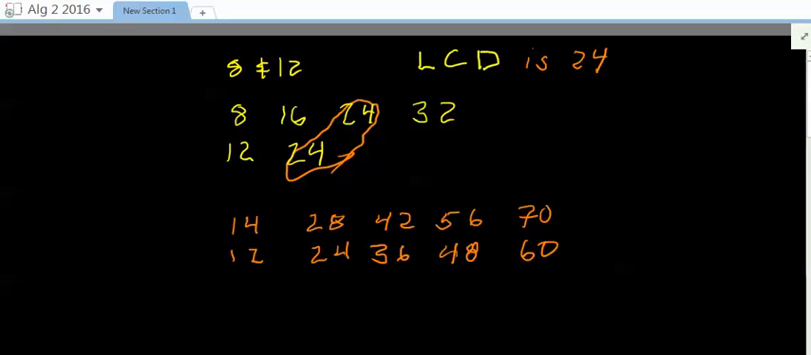There's many ways to find the least common denominator. I'm going to show you just one simple way. I don't care how you do it. So let's look at two numbers, 6 and 10. I want to find the least common denominator.